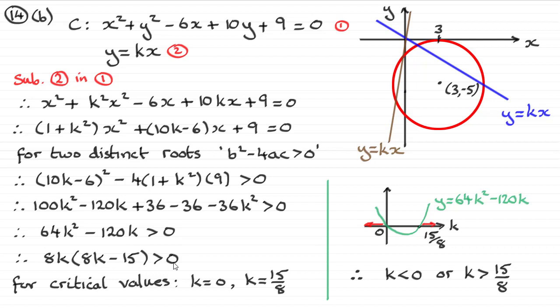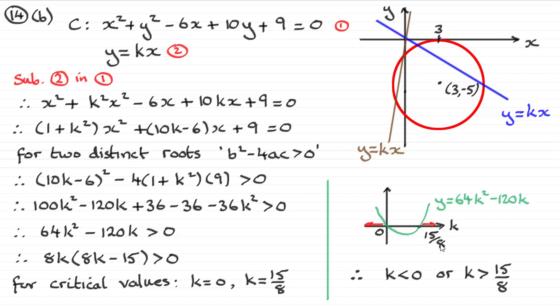0. Now, when you're solving a quadratic inequality, you should find the critical values. That's where this would equal 0. So that's when 8k equals 0 or k equals 0 and this factor equals 0. So that would mean that k would equal 15 over 8. And then I would draw this quadratic function. I've drawn a sketch graph of it. It's a positive k squared, so it's going to be U-shaped. And we know that it goes through the origin and it goes through this point 15 over 8, 15/8.